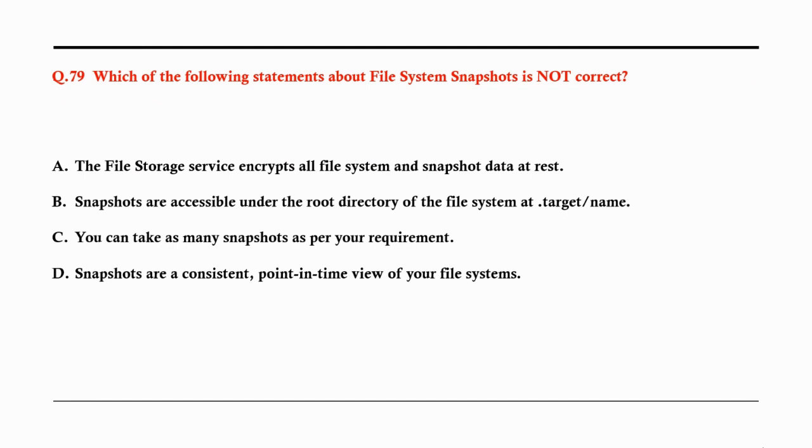Question 79. Which of the following statements about the file system snapshot is not correct? The correct answer is B. The snapshots are accessible under the root directory of the file system at .snapshot/name. It is not right.